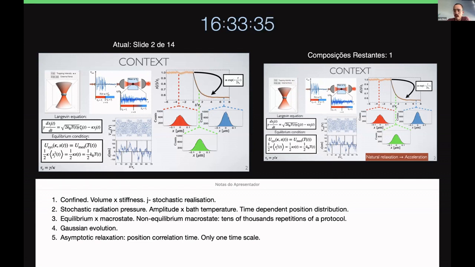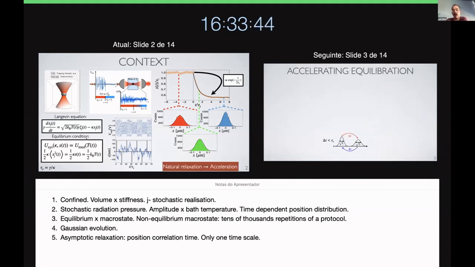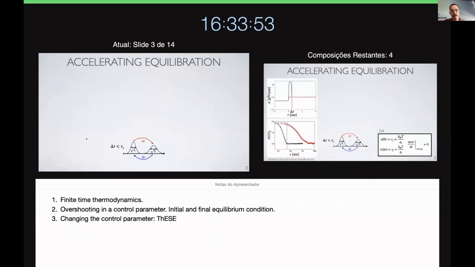And for us in this system, there is only one single relaxation time that is given by the position correlation time. And this time defines what we call natural relaxation. And for this problem of natural relaxation, the question is raised: how can we accelerate this transition?